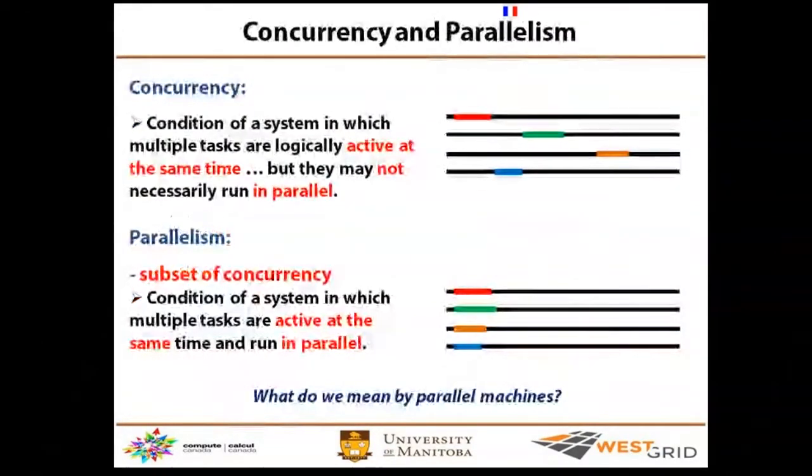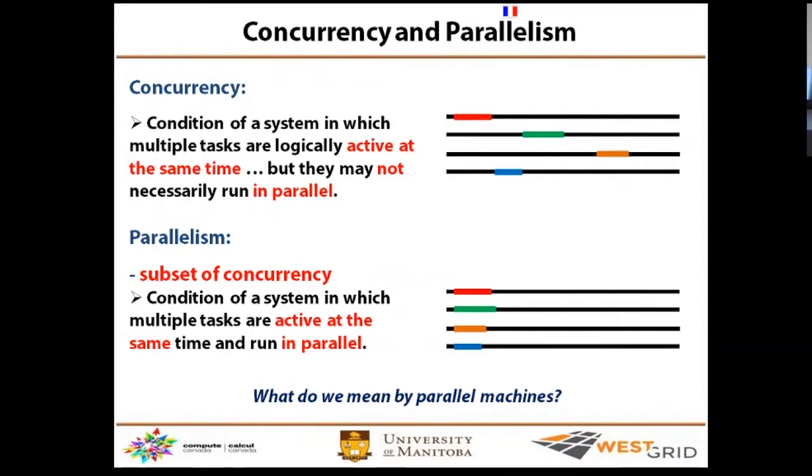So the main concept behind parallelism. First, what is concurrency? Concurrency is a situation where many tasks are running at the same time, but not necessarily in parallel. In addition to concurrency, if we can find a way to run these tasks in parallel, we get what we call parallelism, which is considered a subset of concurrency.